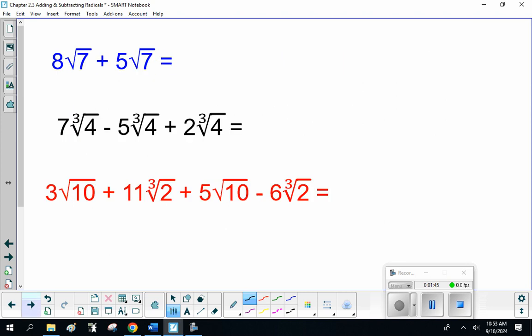So I'm going to pause the recording, and you add up like radicals here. Okay? Add them up. We'll come back and compare results.